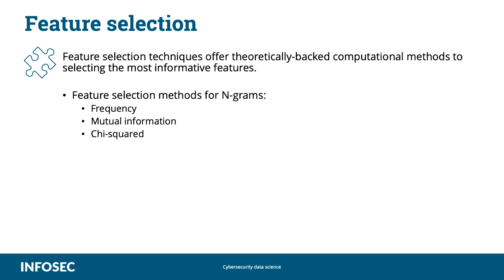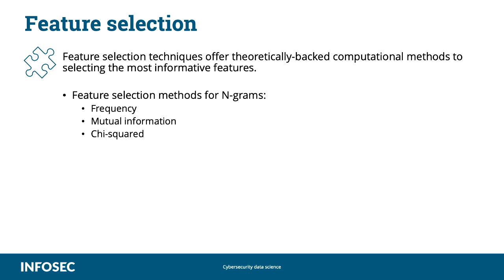And the type of feature selection technique you use will depend on the data and the features. When it comes to n-grams, we're going to learn about 3 feature selection techniques. The first one is selecting the most frequent n-grams. Although this is not a very sophisticated feature selection technique, it has been experimentally shown in the literature to be just as good as the more sophisticated theoretically backed techniques, and it offers the advantage of being very fast.